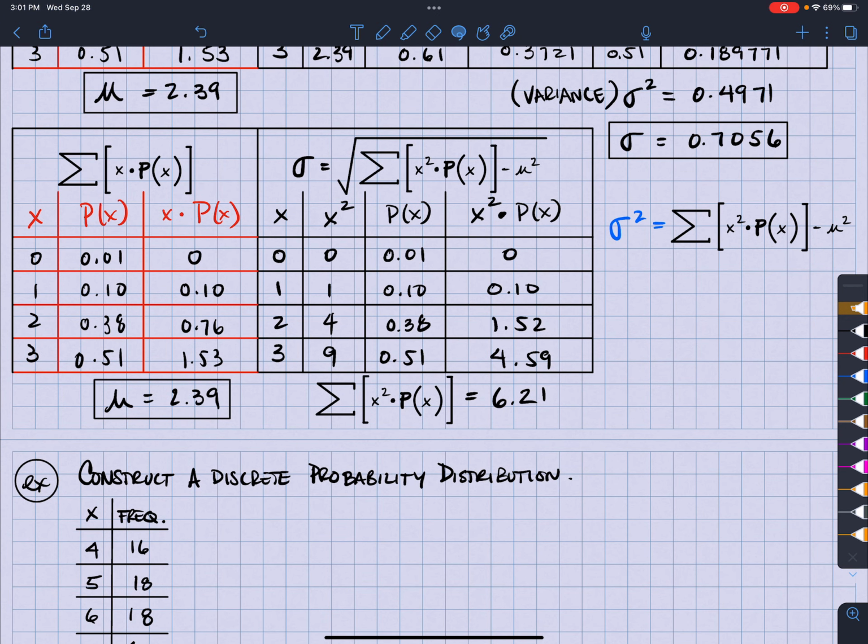Excellent. And I already have the summation, so sigma squared is equal to 6.21 minus the square of the mean. So I have to do 2.39 squared. So I have 6.21 minus 5.7121.